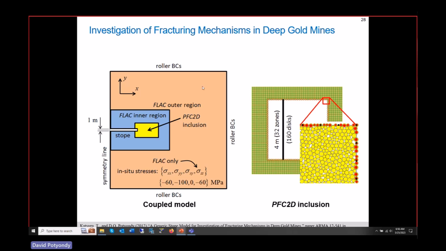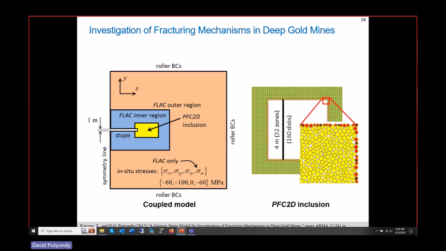This is just a cartoon of the idea. Here's the advancing stope. It's a 2D model, so it's assumed to be very long in the out of plane direction. We basically have a continuum code that provides the boundary, far field boundary conditions, and then we go and put PFC in a local region in front of the stope, and then we carve out PFC as we go.